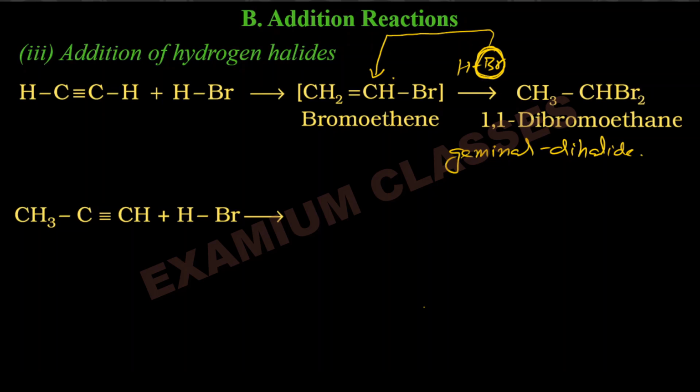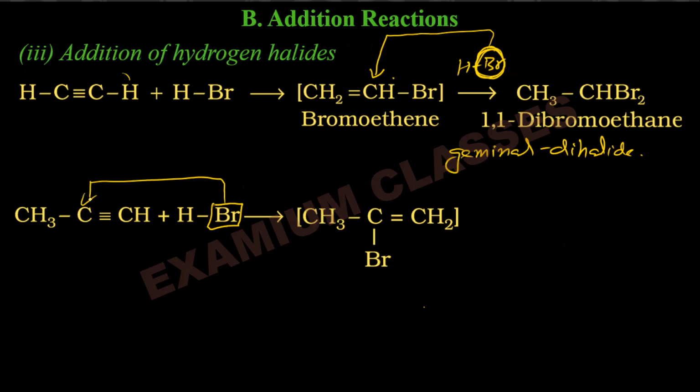Now this one, suppose you have propyne. Here you know where the bromine will go. In case of ethyne, it was a symmetrical alkyne. But here, this carbon has no hydrogen attached, meaning it has a lesser number of hydrogens. This one has one, so you won't consider this one. This carbon has no hydrogen, so bromine will get attached to this carbon.